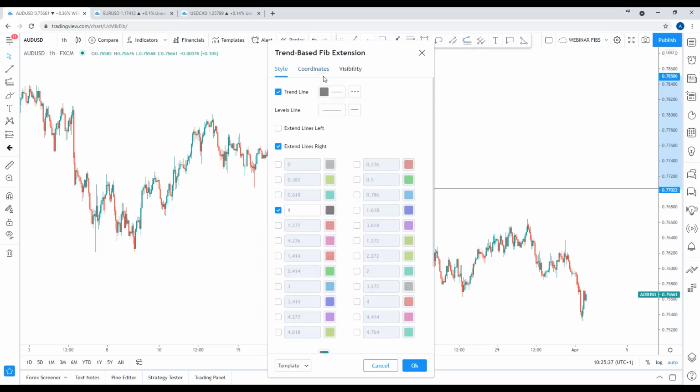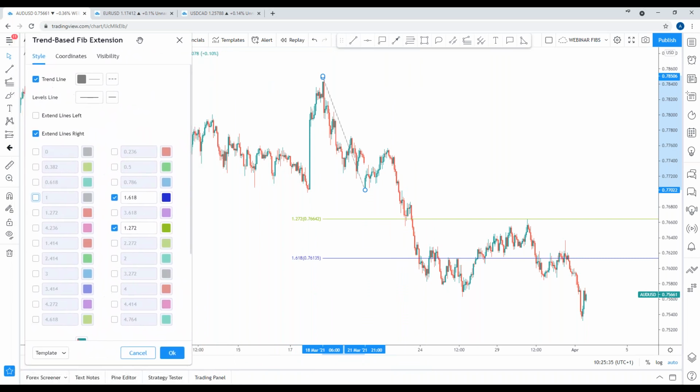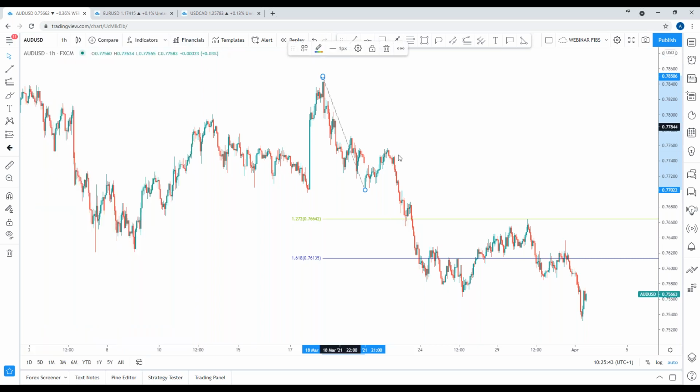Okay, fib extension, and I'm going to click on the 127.2% and the 161.8%, and yeah, we didn't get much of a reaction from this area here. We got a tiny bit here, but it wasn't anything to write home about. Let me just click that off, and let me have a look at the other ones.